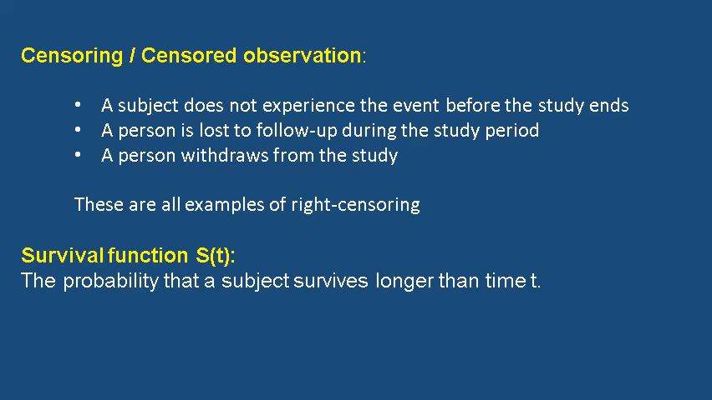After starting the study, the event does not occur, or the person is lost to follow up and we are not able to get the data about the patient, or the person withdraws from the study. Person is there but he withdraws from the study. These are examples of right censoring. Survival function is the probability that a subject survives longer than time t. That is survival.